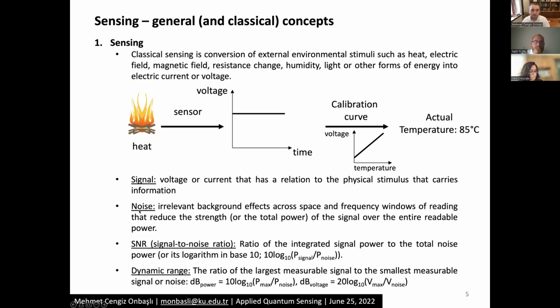And then we look into noise. Noise is essentially irrelevant background effects, regardless of whether those background effects can contain information or not. We only want to focus on the information content that we are interested in. That's why when we look into the spectrum of peaks, we are only interested in the peaks that are relevant for our environmental stimulus. That's why when we look into the signal-to-noise ratio, we integrate the signal power over the total noise, and then obtain a signal-to-noise ratio.